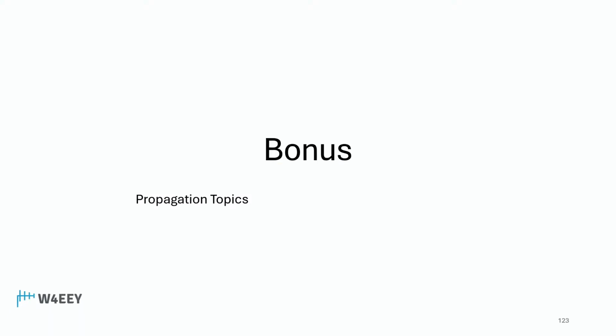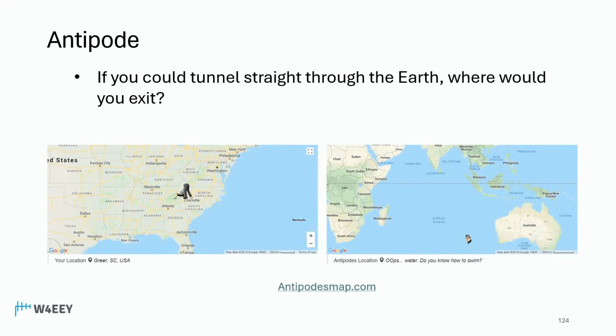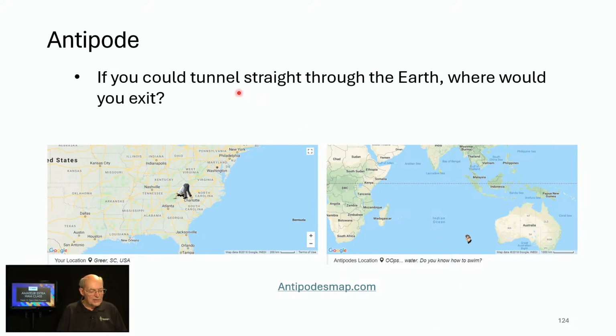And I've got a few quick bonus slides to share with you. The concept of antipodes, first of all, propagation related. So if you could tunnel straight through the Earth, where would you exit? So here we are in the eastern United States. You stick your head in the Earth, and if you go completely through the Earth, this is where you pop up.